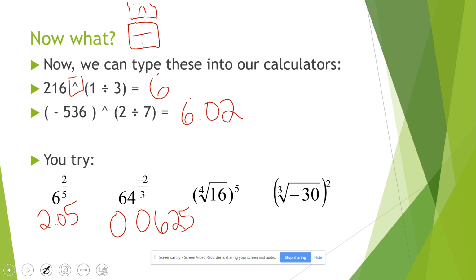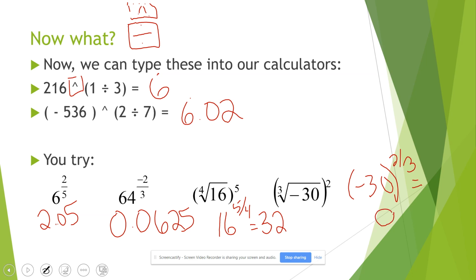The next one, if we rewrote that in power over root form, that would be 16 to the 5/4 power, which is 32. And then the last one, we have negative 30 to the 2/3 power, which is about 9.66.